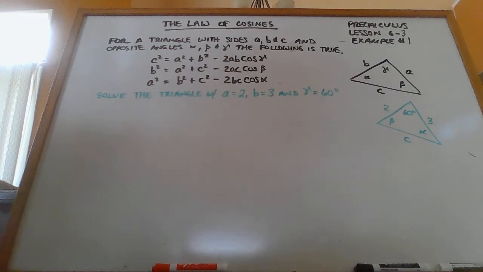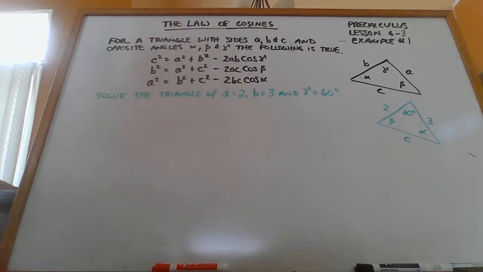Okay, today we're going to talk about the law of cosines. So, in a triangle, when we did the law of sines, you had to have a triangle where you had a known side across from a known angle. And if you don't have that, then you have to use the law of cosines to solve this.